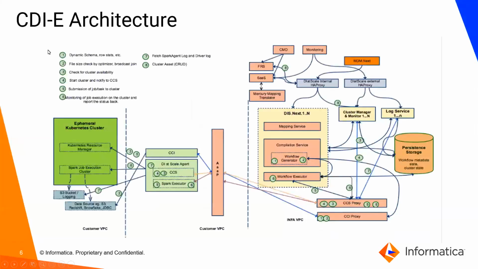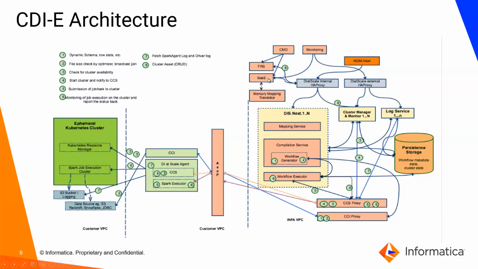Moving on, this is the architecture of CDI mapping. For CDI and CDI-E, we will have several microservices running on Informatica VPC as well as custom VPC, and they all collaborate with each other to run the mapping successfully. First I will explain each term. CMD refers to the cloud mapping design, and FRS refers to the federal repository service, which stores the mapping.